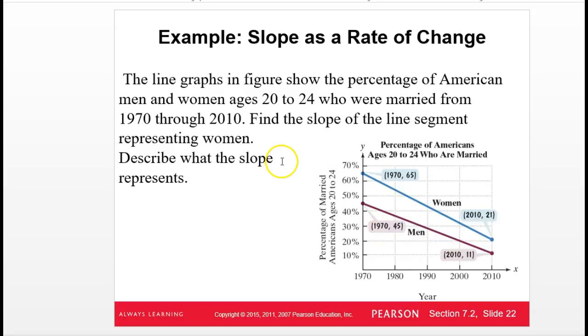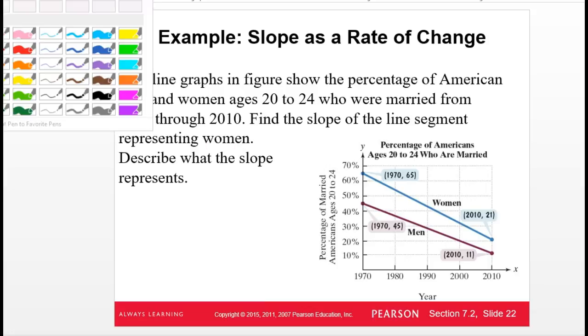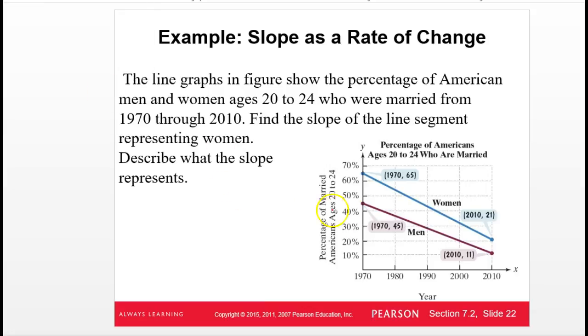All right, well, what would the slope mean here? Find the slope of the line segment representing women here, and tell me what that number means. Well, slope is the change in y divided by the change in x. So the change in y, the y coordinates, 65 minus 21, divided by the change in the x coordinates.